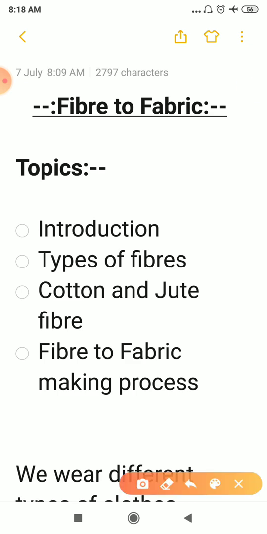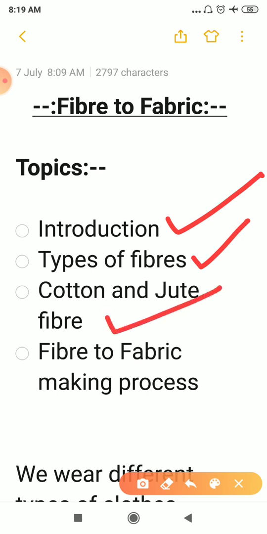In this chapter, we will discuss the introduction of fiber and fabric, types of fibers, cotton and jute fiber, and the fiber to fabric making process.